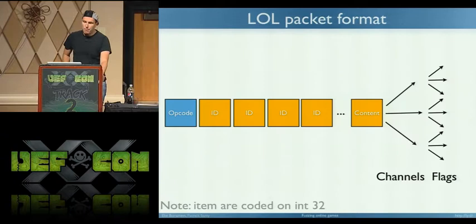Basically, the League of Legends packet format is something like this. You have an opcode, which tells you what the action is, followed by an ID, which is a 32-bit integer, little endian, and then followed by some content. They are multiplexing across multiple channels, and each channel has a set of flags. You usually have 4 or 5 channels and 1 or 2 flags for this. Usually 3 is for sending information and 1 is for receiving information, or something like that.